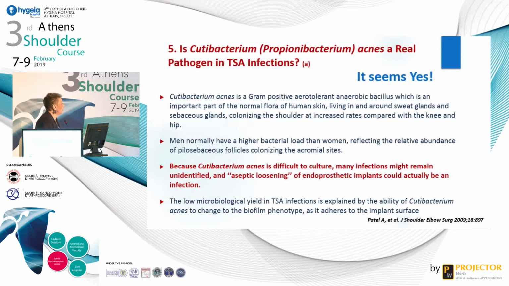So now the big question, in your literature and also in mine: is Cutibacterium acnes a real pathogen in TSA infections? It seems yes. Why? Cutibacterium acnes is a gram-positive aerotolerant anaerobic bacillus. That means it creates a lot of problems in the microbiology laboratory and requires a lot of your cooperation. It is an important part of the normal flora of the human skin, living in and around sweat glands and sebaceous glands, colonizing the shoulder at increased rates compared with the knee and hip. This is why we are confronting it mostly in shoulder infections.